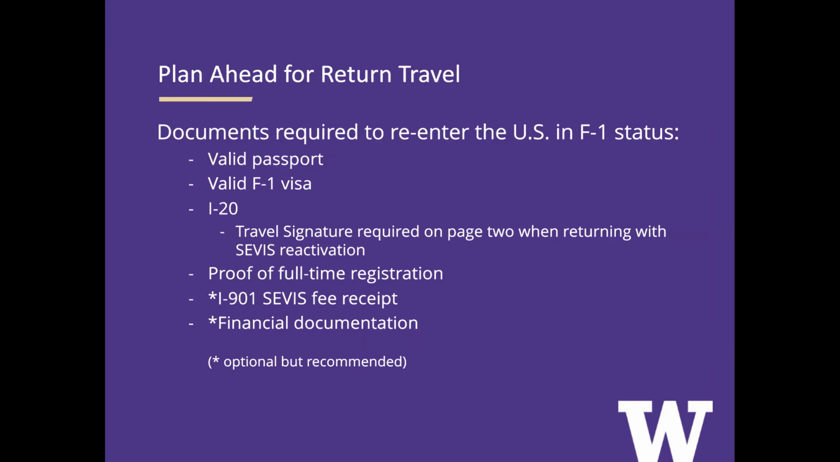Now let's talk about the documents you'll need when you re-enter the US in F1 status. You will need your valid passport with a valid F1 visa, as well as your new I-20 that you've received by completing either Pathway A or B. If you are returning after a SEVIS reactivation, a travel signature is required on page 2 of your I-20. Students who have an initial I-20 will not have a travel signature. You should have proof of your full-time registration for your returning quarter, and it is recommended, but not required, for you to have your I-901 SEVIS fee receipt, as well as proof of finances.